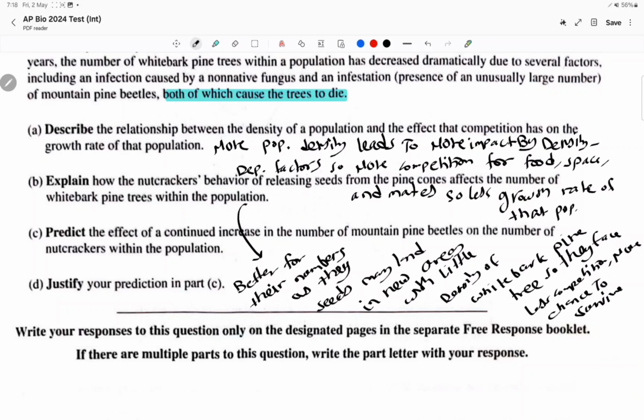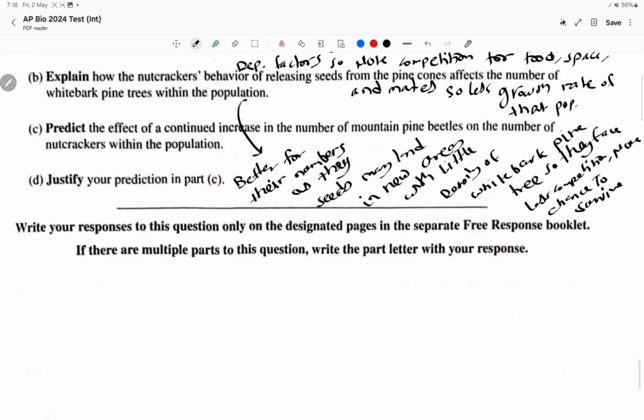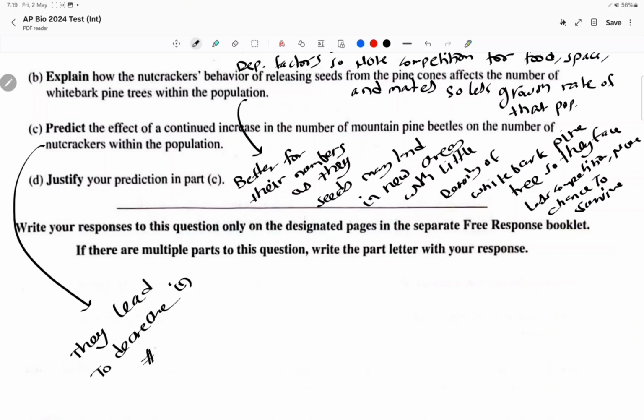C. Predict the effect of a continued increase in the number of mountain pine beetles or the number of the nutcrackers within the population. Those pine beetles, were they a good thing or a bad thing? Bad. They were eating the plant, right? So they lead to decrease in the number of nutcrackers.